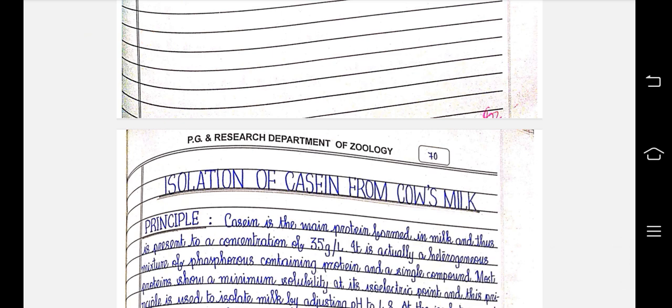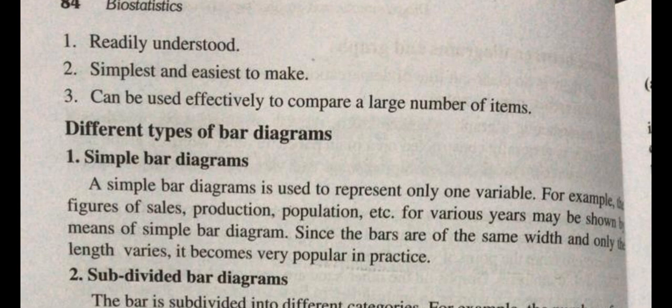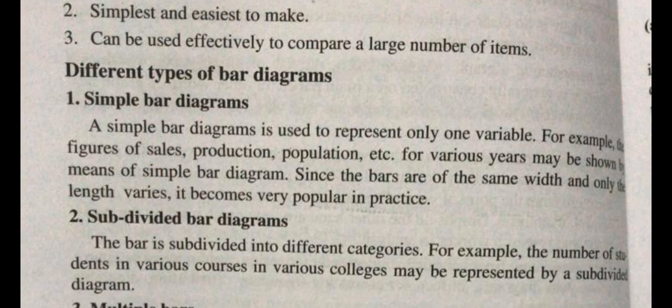Now some other aspects related to biostatistics. Different types of bar diagrams. Simple bar diagrams. A simple bar diagram is used to represent only one variable. Figures of sales, production, population, etc. for various years may be shown by means of a single bar diagram. Since the bars are of the same width and only the length varies, it becomes very popular in practice.